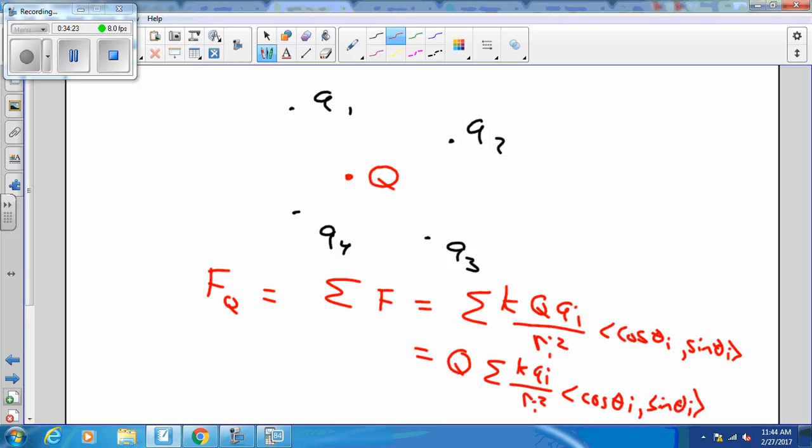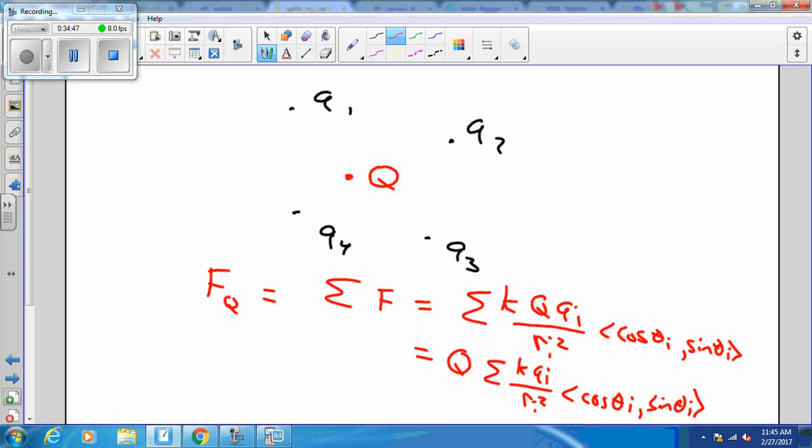So we can think of all of this right here. Again, don't write this down. All of this quantity on the right here as something that is created by the charges Q1, Q2, Q3, Q4. And when I plop Q into that something that is created, a force happens. We're going to call that something an electric field.